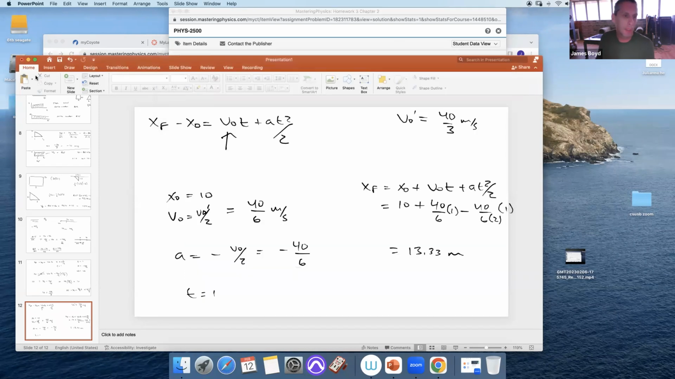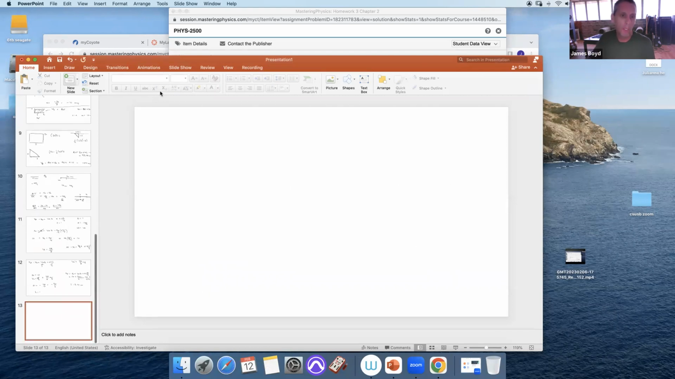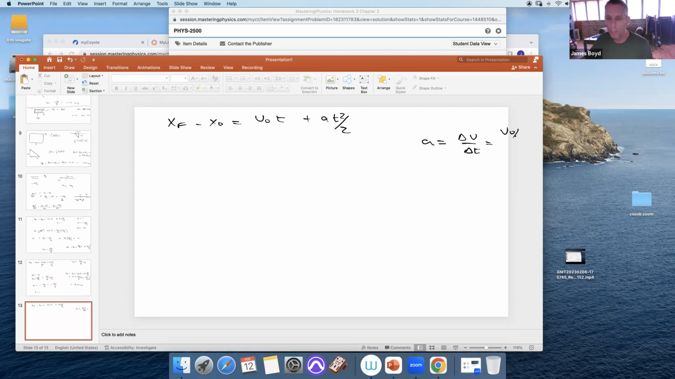How we proved it is by doing the following. We just use x final minus x initial is V naught t plus a t squared over 2. We know that a was the change of v over the change of t, and the change of v was V naught over 2 with a negative sign. It lost half of its speed. We can say t is whatever we want. We'll call it 1 second. Then x initial we'll choose to be 0. T will be 1 second. A will be negative V naught over 2. And from this, we're also told that this is 10 centimeters.